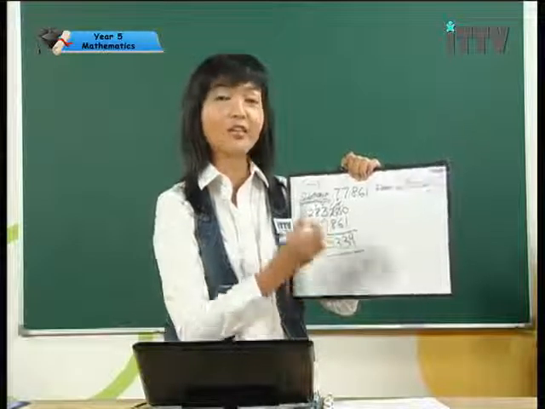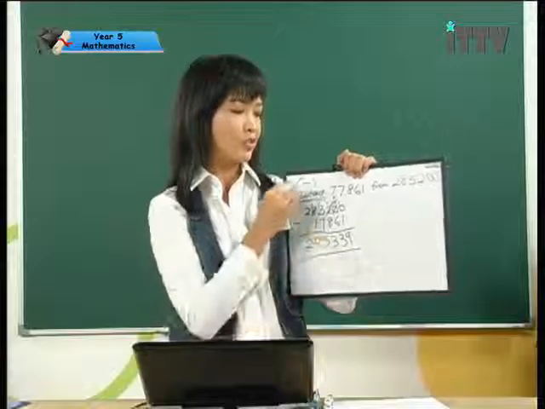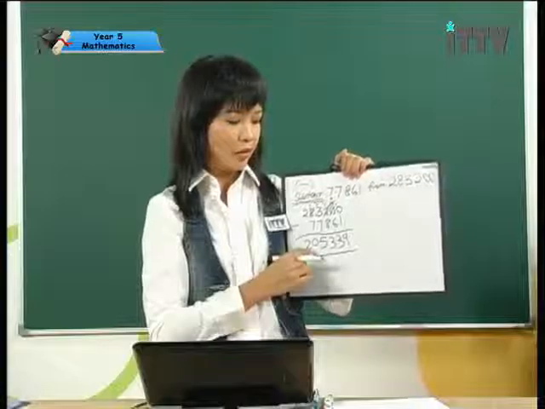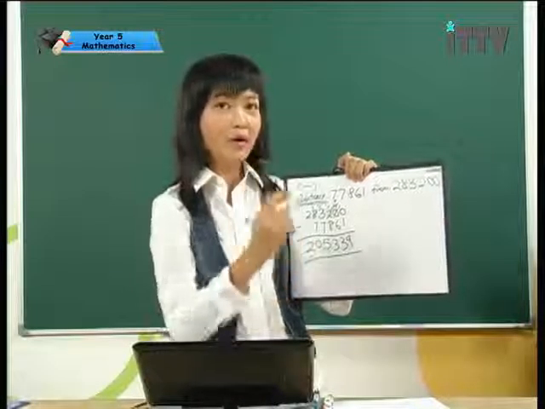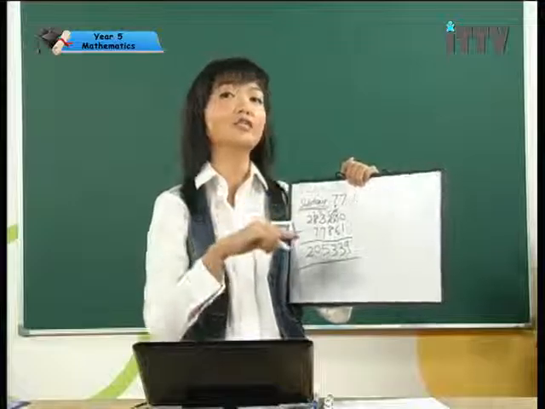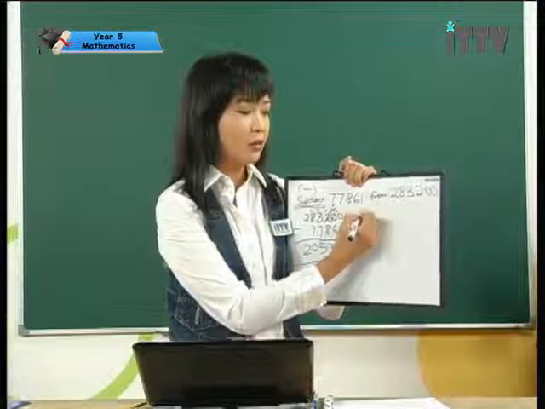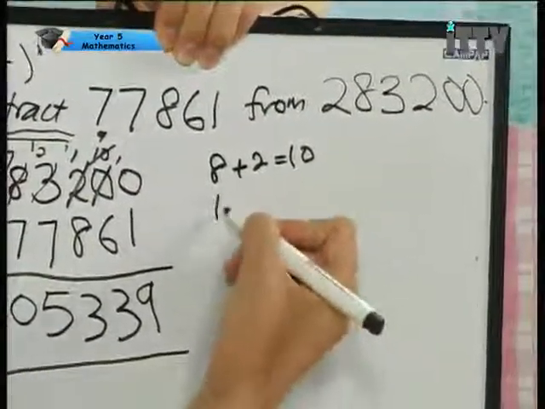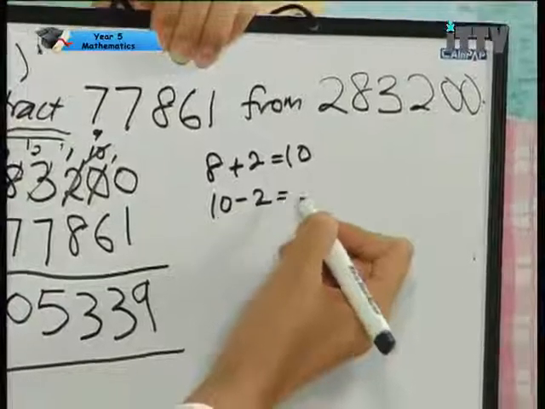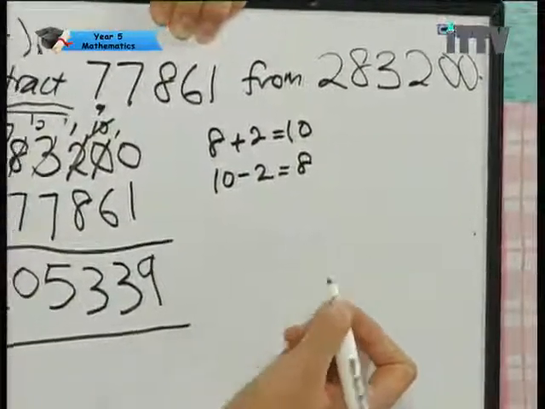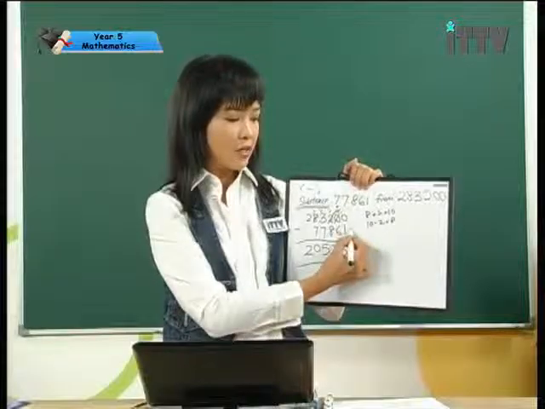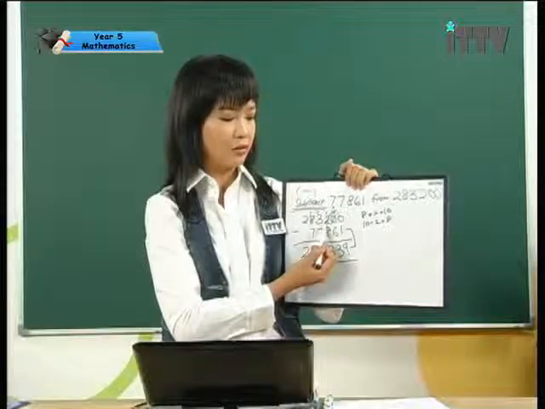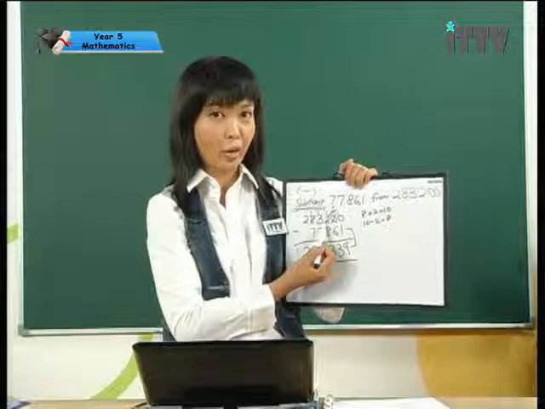Now, we must check whether this answer is correct. In subtraction, we check the answer by adding the numbers together. Remember, I said that subtraction is the inverse of addition. For example, 8 plus 2 is 10, so 10 minus 2 equals 8. So right now, we will add these two numbers together and see if we get the larger number up here.